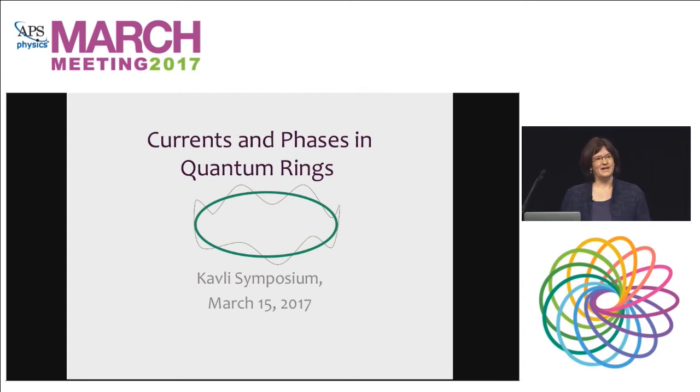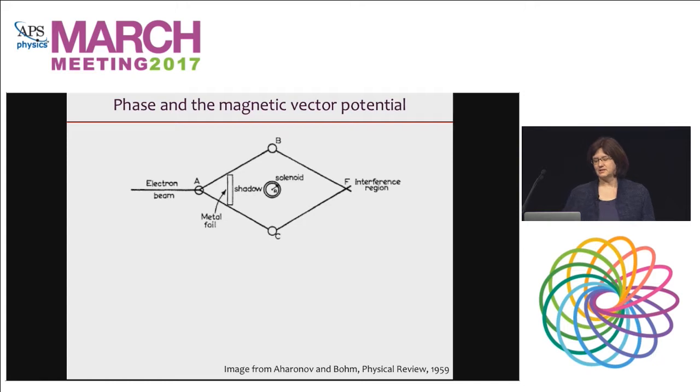Let me start by reminding you, for most of you, how the current and the phase are related. And I'll start with this picture from the famous paper by Aharonov and Bohm. Of course, the point of this paper was that the electromagnetic potentials operate on the particles even when the electromagnetic fields are not present at the same location as the particles. But it's still a really good picture for illustrating fundamentally how phase and flux and currents are all related.